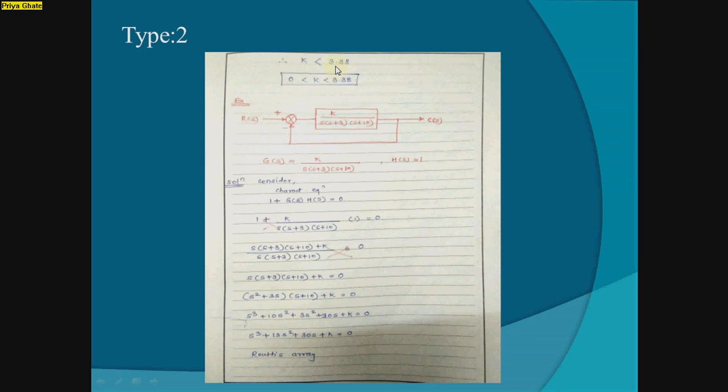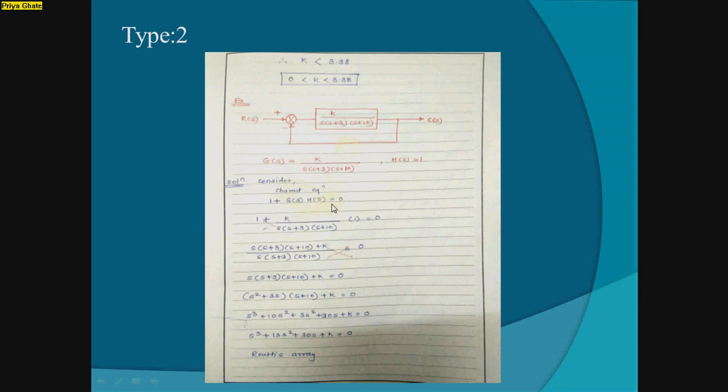stable, we can say. Then example number three, or next, for a type 2 system, we have this transfer function: g of s is equal to k divided by s in bracket s plus 3 in bracket s plus 10, and h of s is nothing but 1. It means the feedback is unity, or unity feedback, we can say.